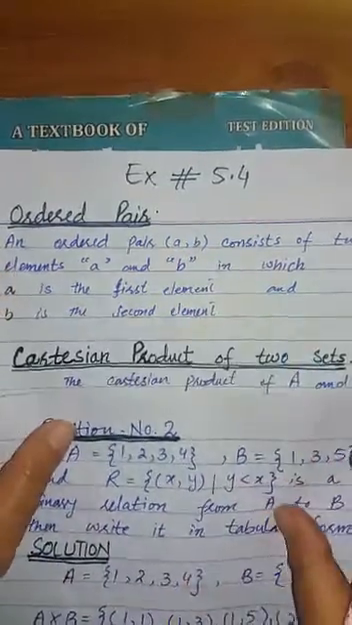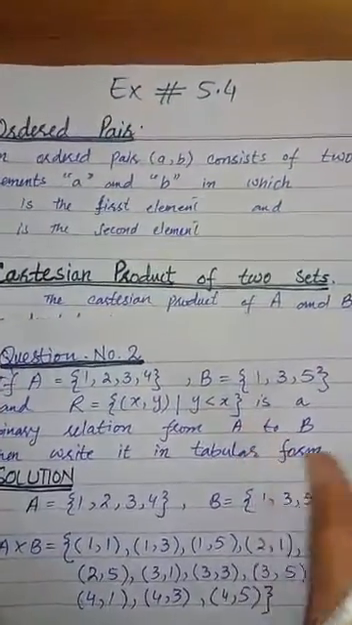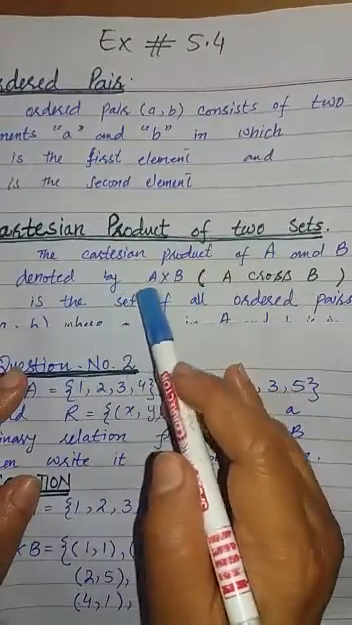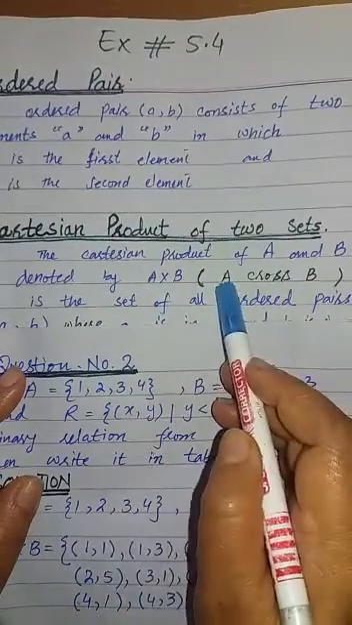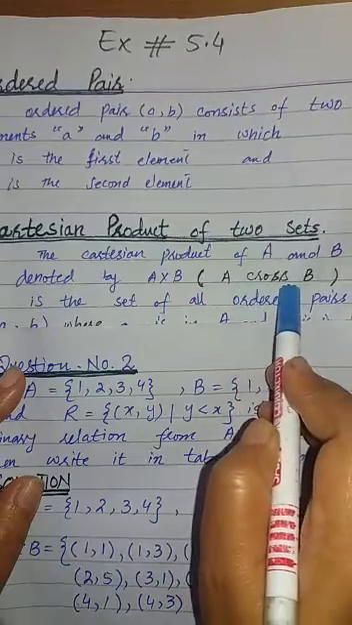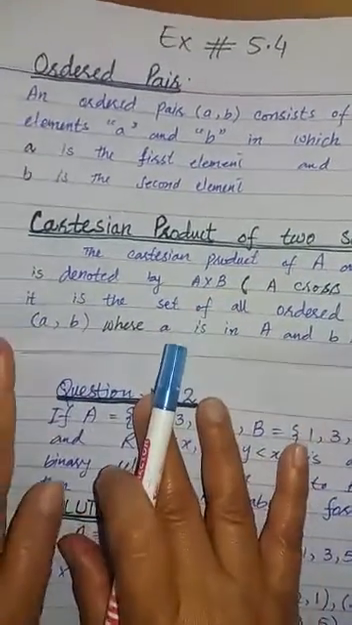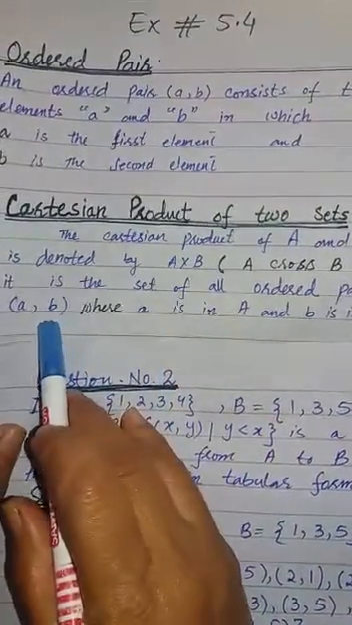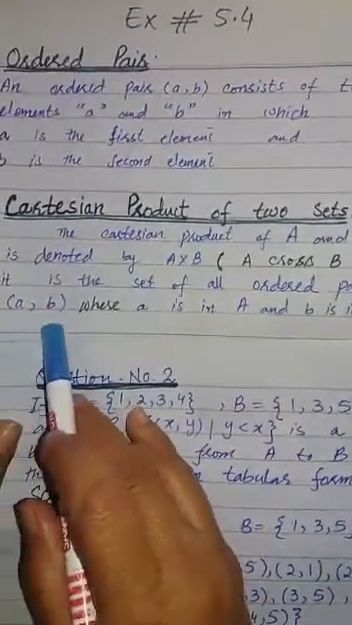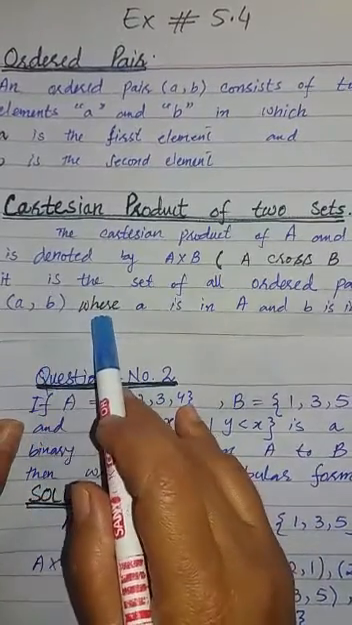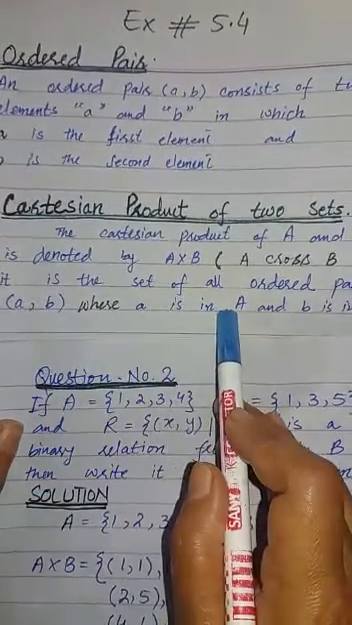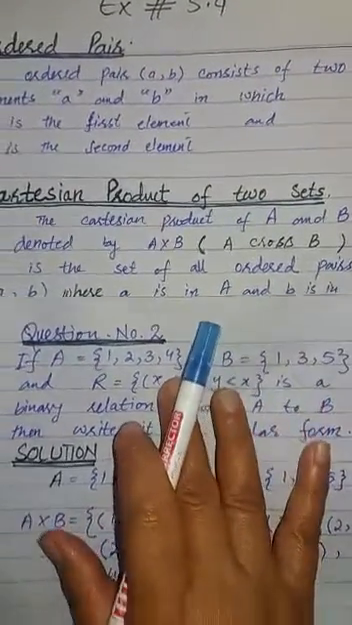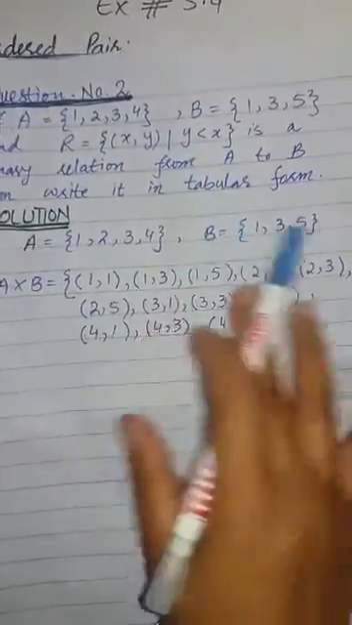The next one is the Cartesian product of two sets. The Cartesian product will be denoted by A cross B and read as A cross B. In this set, all ordered pairs (a, b), where a is in A and b belongs to set B. How can we find the Cartesian product?